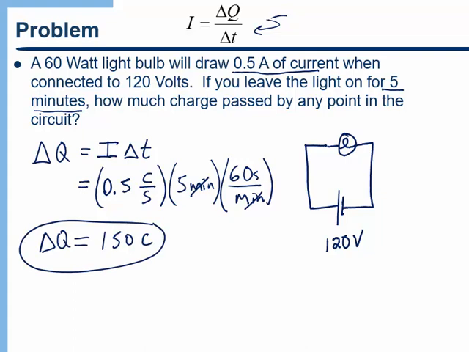And again, everywhere in the circuit, because it's a series circuit, the current is the same. So whether I count the amount of charge going by per second there, or right inside the filament of the light bulb, I would get 150 coulombs passing in a 5-minute period.